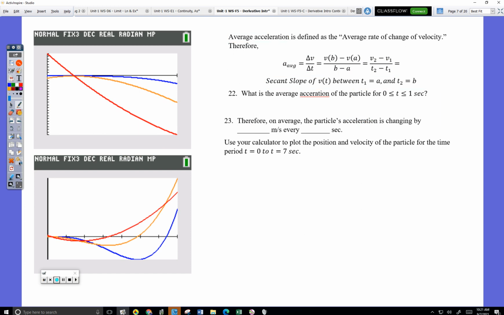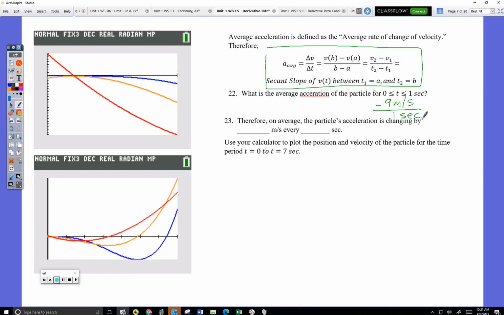Here they talk about that. It's simple. It's just right here, average acceleration. So I just did it. The average acceleration for that time period is -9 meters per second for 1 second. Acceleration tells me how velocity wants to change. That's how the velocity changed for that 1 second time period.